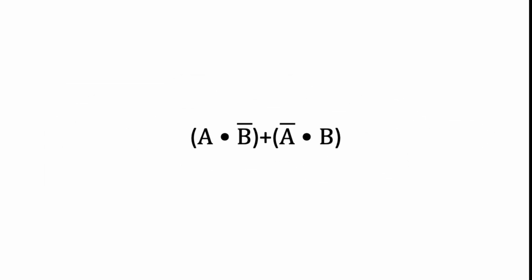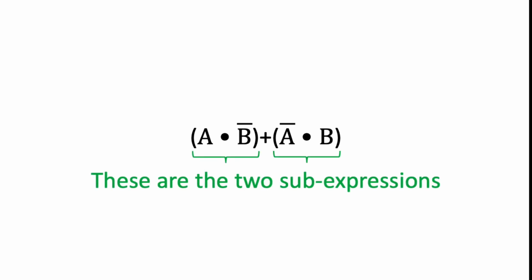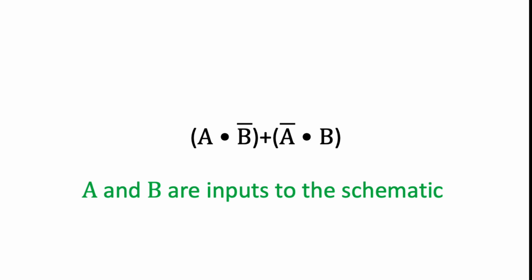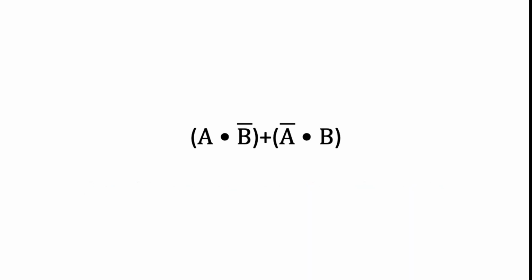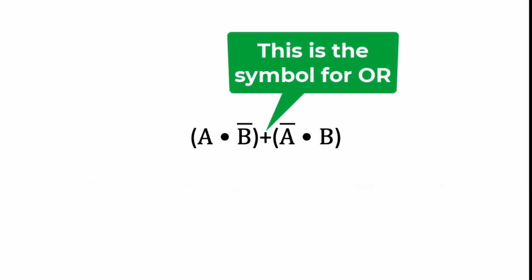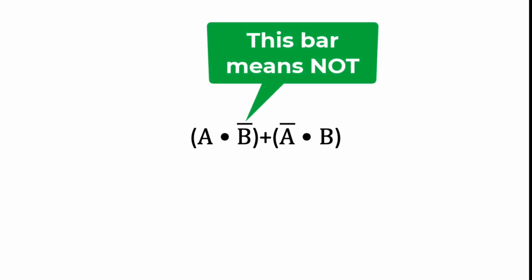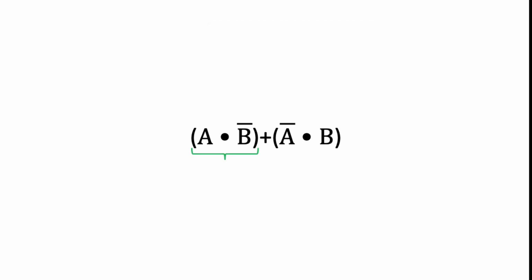We can represent the schematic as a Boolean expression made up of two sub-expressions. Note that when we write out Boolean expressions, the variables represent inputs. The plus sign means OR, and the dot means AND. The bar over a variable or expression means NOT. Let's take the left sub-expression first and refactor it.